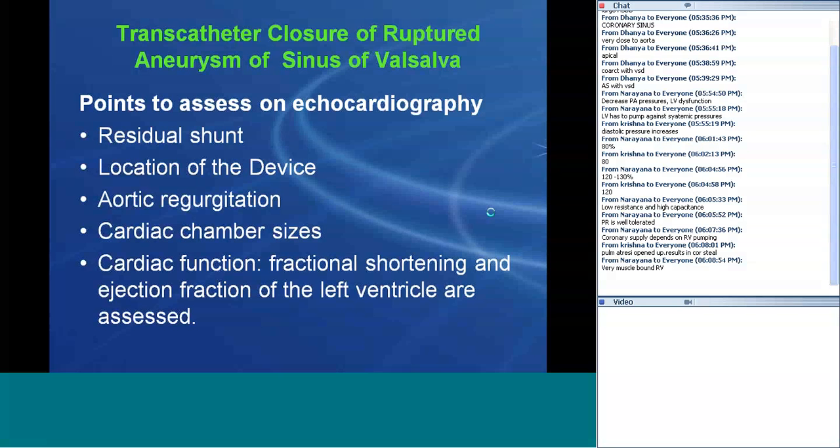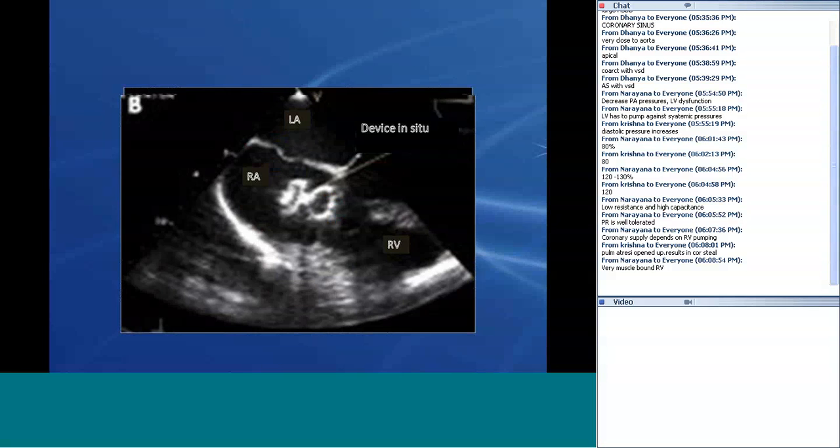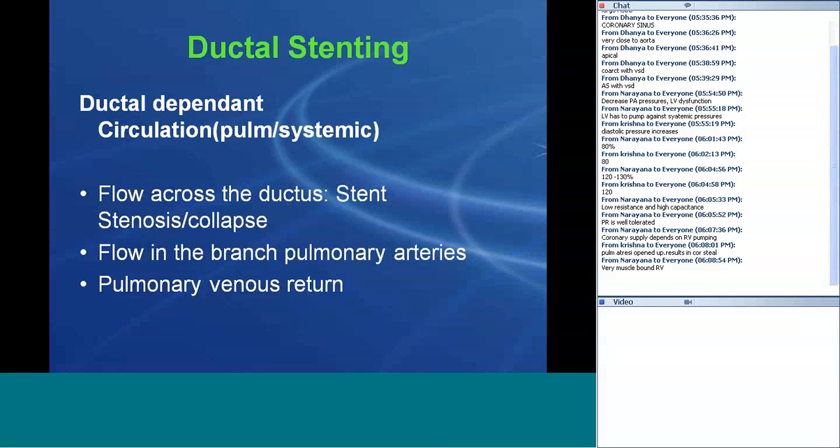Cardiac chamber sizes, this is something really fantastic which happens. Like we have seen a chest X-ray full of the heart, and that reduces to a normal sized heart in just 2 weeks time. So that is very important to note and know the result of the procedure. Cardiac function, like a lot of patients present with severe ventricular dysfunction, and these ruptured sinus of Valsalva patients are very, very sick. These are the devices.